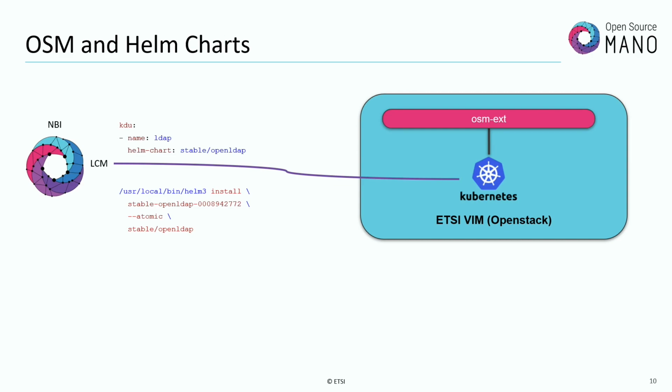Ultimately, this translates to a Helm CLI command. Why Helm CLI? Because there is no real library for Helm that we can include in Python. Helm is a command line client that we have to shell out to. And it literally does a Helm 3 install stable open LDAP, and we give it a unique name, so that way you can deploy a network service over and over again and not collide.